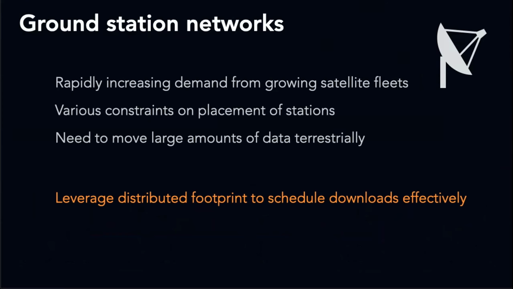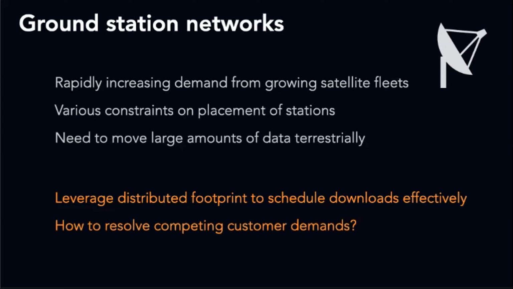One is, this is the same kind of problem as we already discussed for the satellite side, the challenge of scheduling using the distributed footprint of the ground station network to schedule data downloads effectively. So how do we do that? I think one of the talks, Deepak's talk today, will touch on this problem. How do we resolve the competing customer demands as these ground stations get virtualized, right? So with Azure and AWS both having these ground station as a service offerings, how should they adjudicate between competing customer demands for capacity?